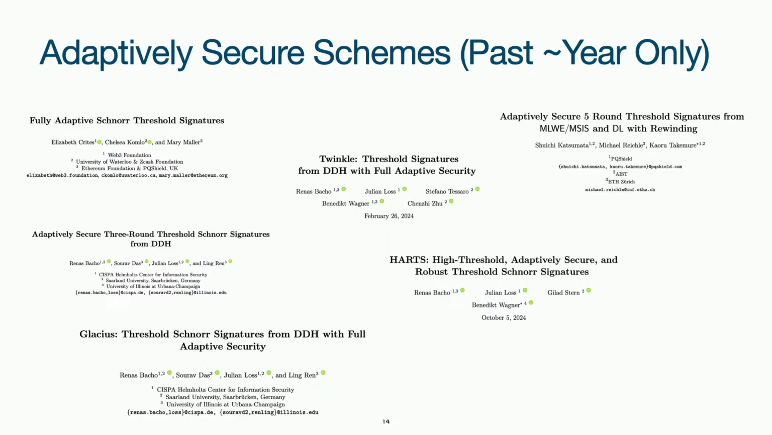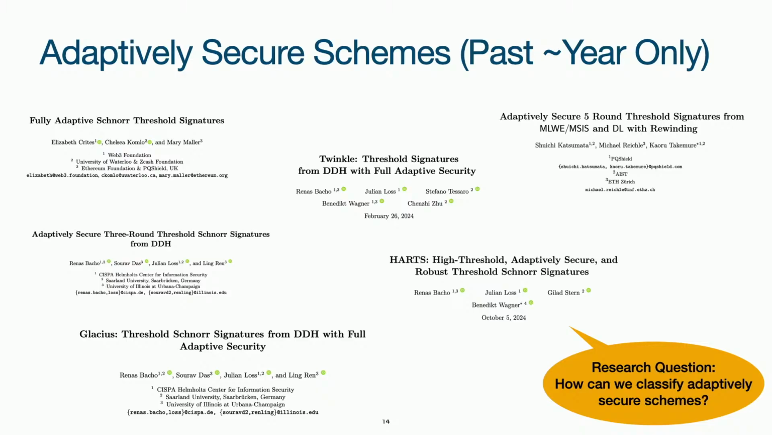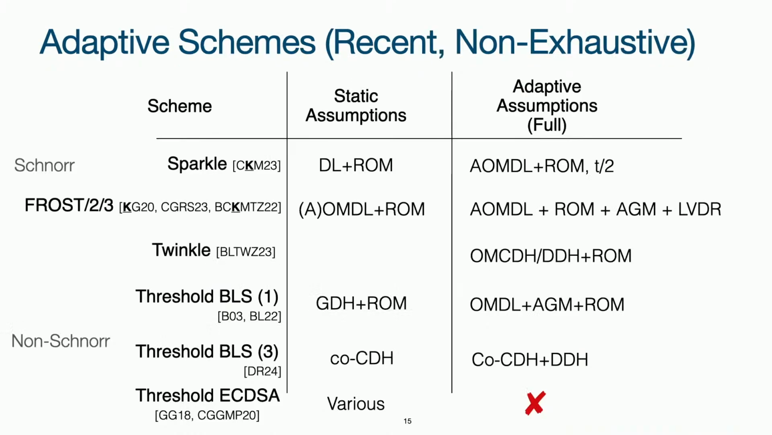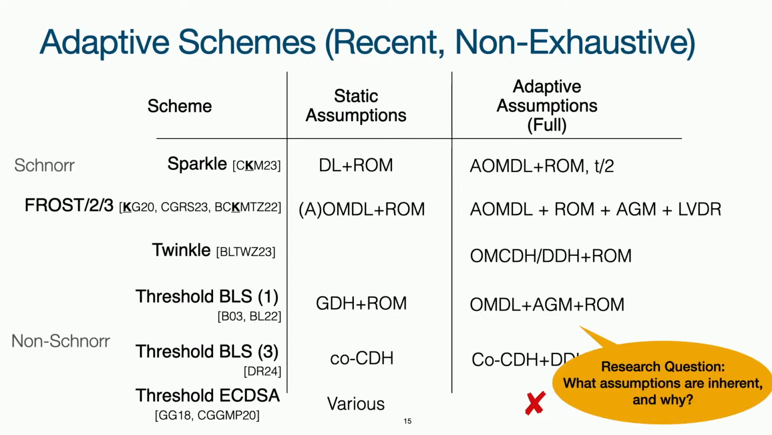Okay, so along with FROST, there's been a lot of adaptively secure schemes that have been published. This is just within maybe the last year and a half. So another research question we can think about is: how can we actually classify these schemes? We see that a lot of these schemes have quite varied assumptions that they're being proven under. So something else we thought about is: which assumptions are inherent and why? What is something deeper that's going on within all of these adaptively secure schemes?